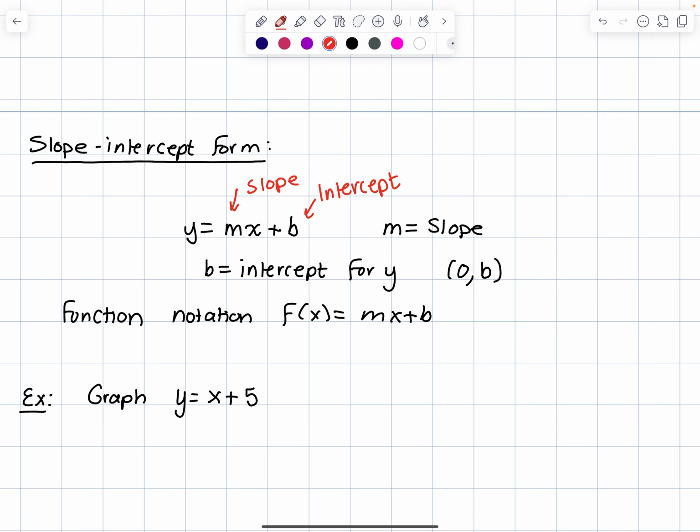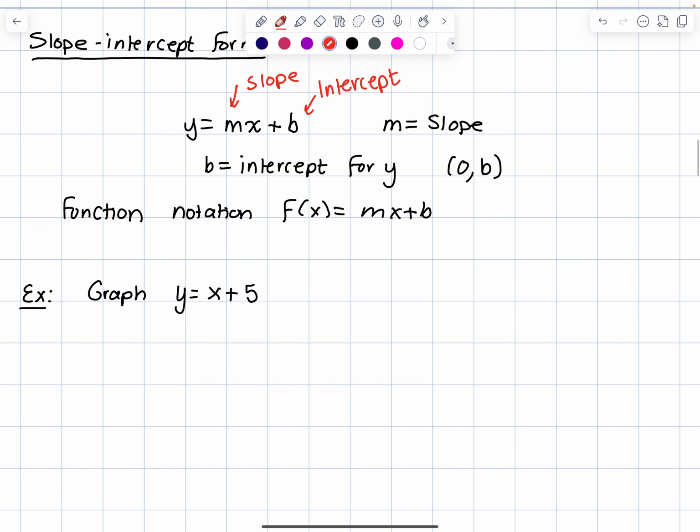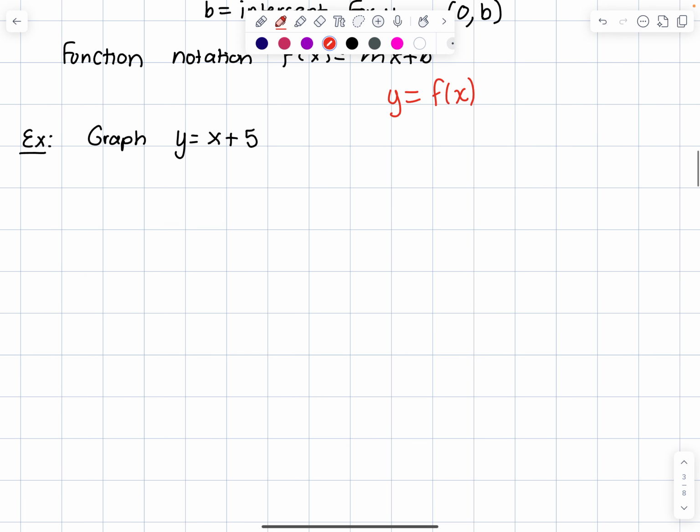So the next thing that we're going to want to do is talk about what happens when we want to write this in functional notation. So we have f of x equals mx plus b. Remember, y is written generally the same way as f of x. Y is equal to f of x in these cases. So the next thing we can do is substitute for this one.